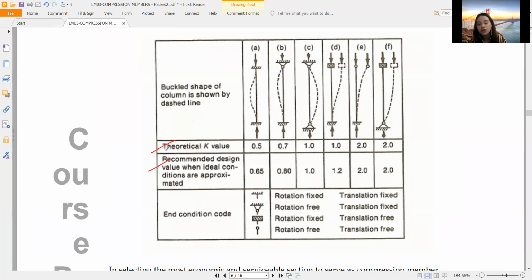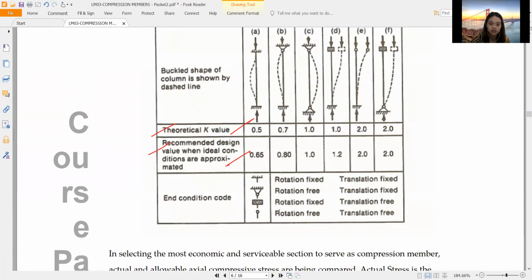So what if you are not given the proper value? I recommend using the recommended one, because this is the recommended one. But of course, problems may be tricky. You can start to memorize the values. Anyway, it's not too hard to memorize. So, theoretical and recommended values. But for actual practice, use the recommended one.